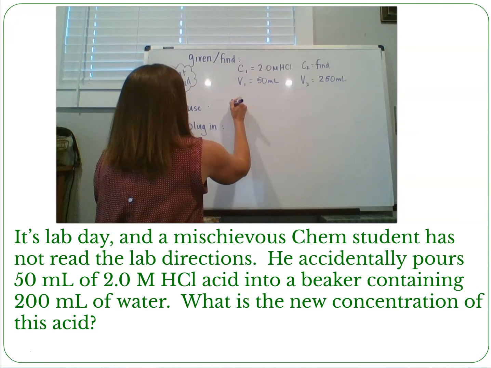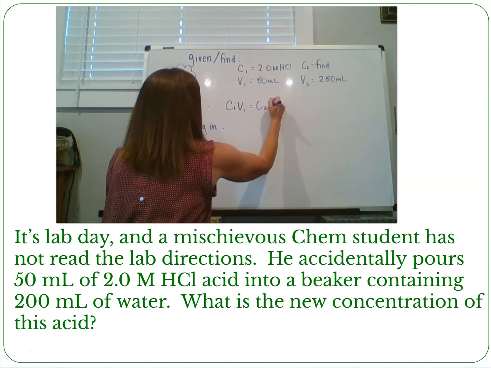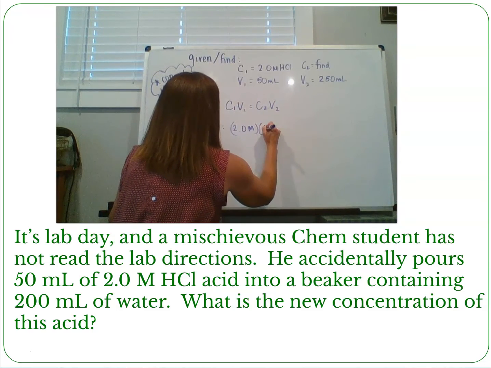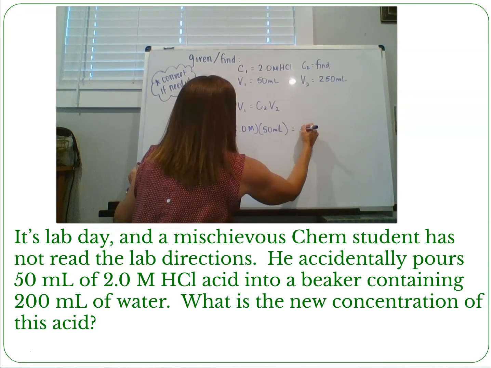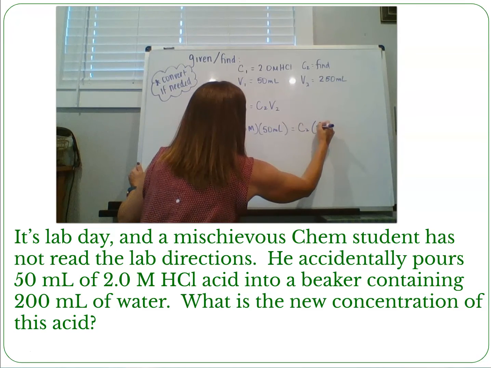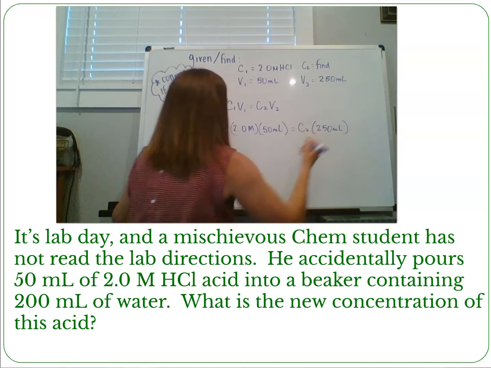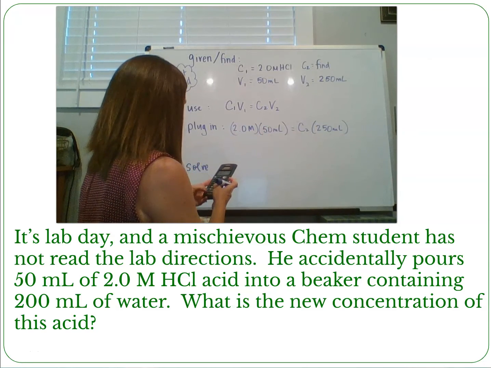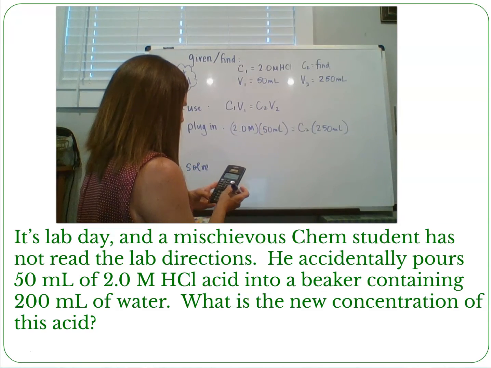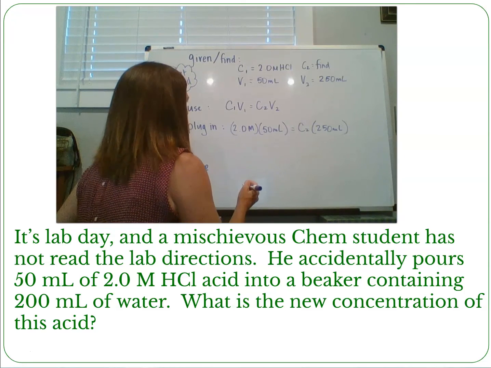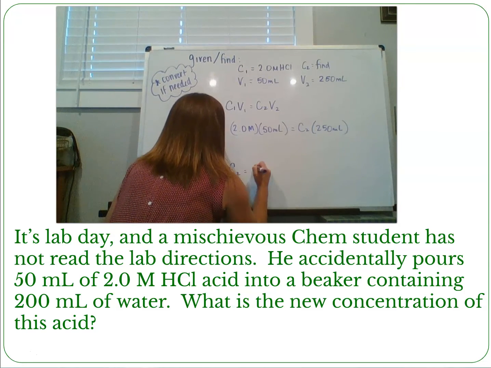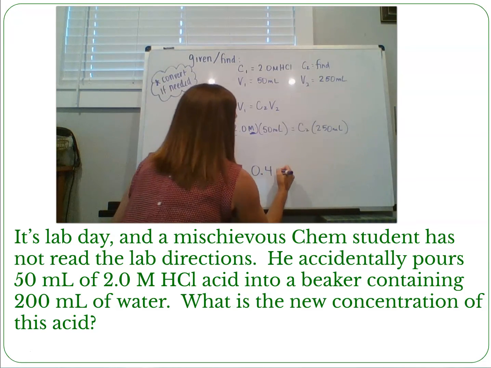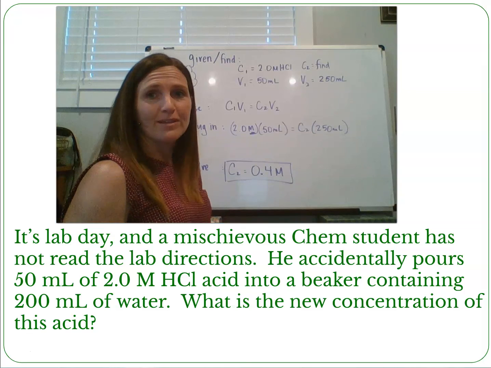C1V1 equals C2V2. That's the one we're going to use. And so we go ahead and plug into it. 2.0 molar times 50 milliliters equals C2 times 250 milliliters. We're expecting a small concentration now, right? Because we've added a whole bunch of water to it. So 2 times 50 is 100, and then divided by 250 is 0.4. So my C2 equals 0.4, and then we have to put the correct unit. It's still a concentration, its unit is molar. So that would be the answer to my second problem.